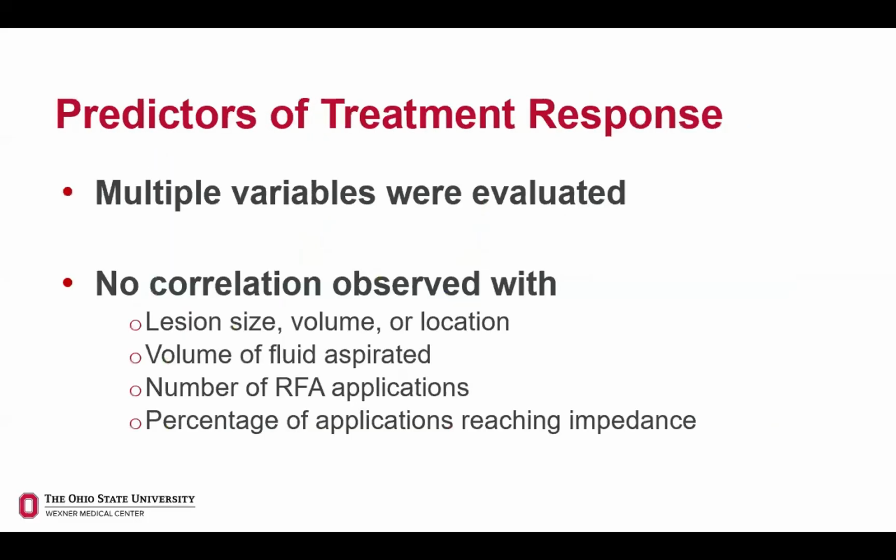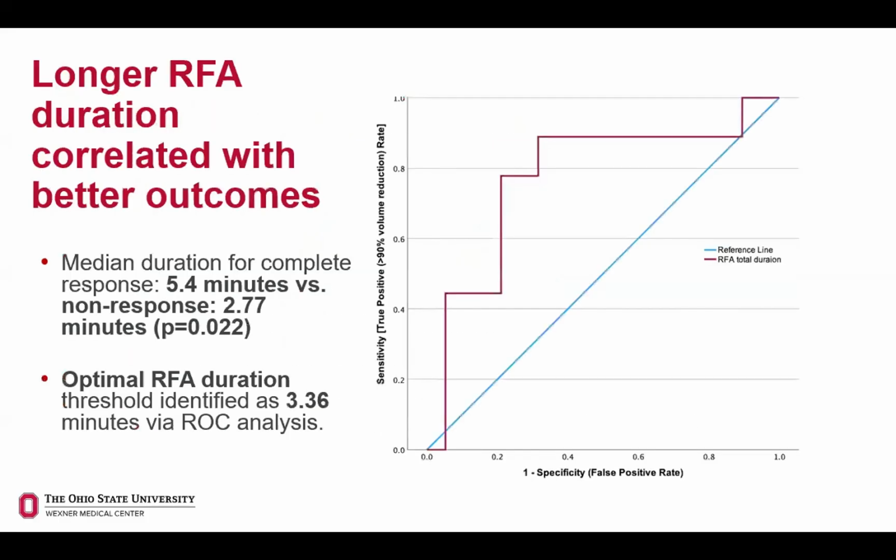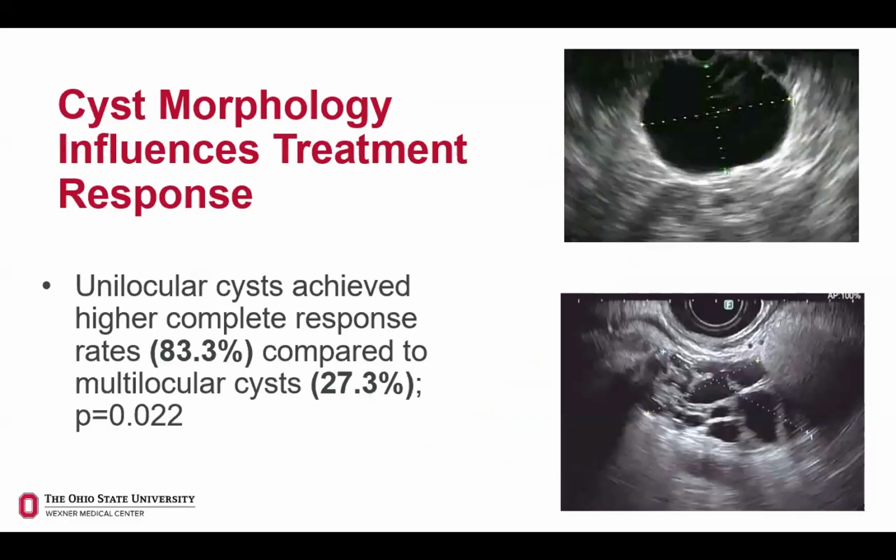We looked at multiple predictors of treatment response, and I've listed all those predictors there, but 2 variables were significant. One was the duration of RFA, 5.4 minutes versus 2.7. When we did a ROC curve analysis, the sweet spot was 3.5 minutes, beyond which we didn't see more improvement or more complete response. But this may change as we do more cases and there is more prospective data. And unilocular cysts predictably achieved higher complete remission compared to multilocular cysts, but a majority were multilocular in this cohort.